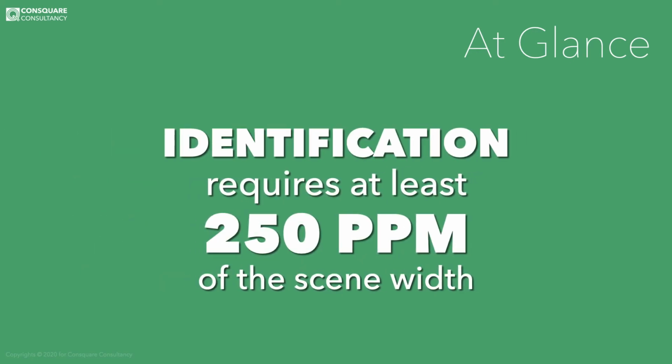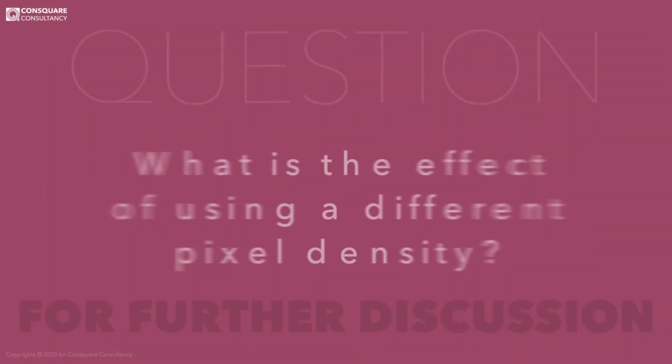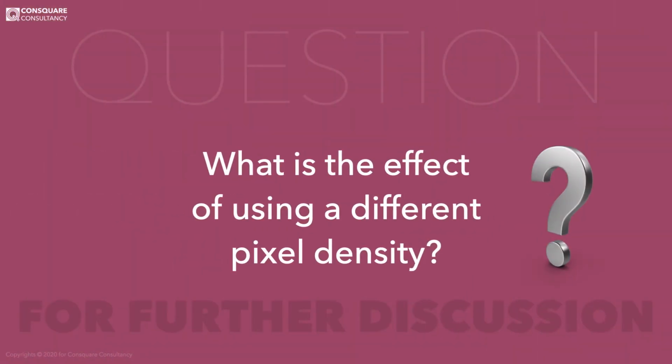At a glance, identification requires at least 250 pixels per meter as a minimum pixel density of the scene width. What is the effect of using a different pixel density? A question for further discussion.